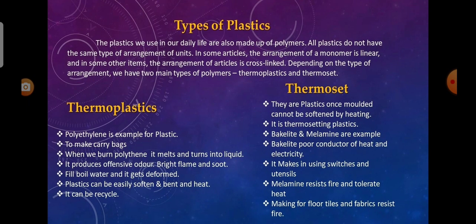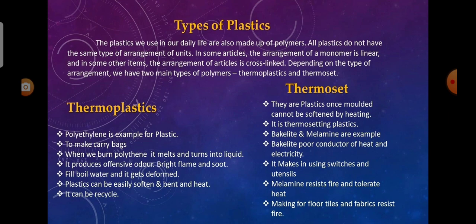We see about the types of plastics. The plastics we use in our daily life are made up of polymers. All plastics do not have the same arrangement of units. In some articles, the arrangement of monomers is linear, and in some other items, the arrangement is cross-linked. Depending on the type of arrangement, we have two main types of polymers, that is thermoplastic and thermoset.